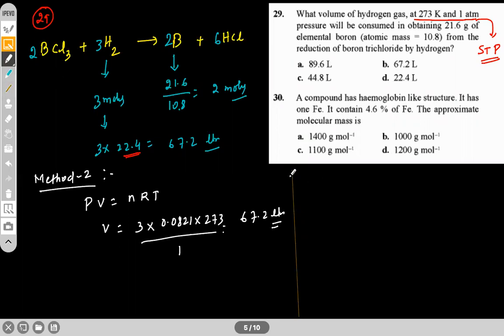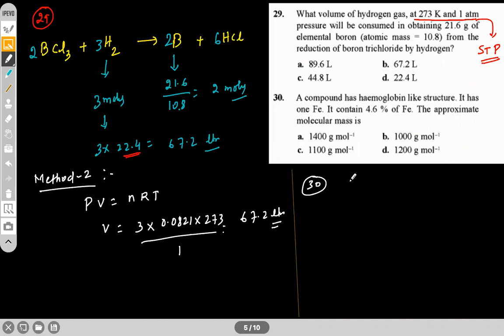Question number 30. A compound has a hemoglobin-like structure. It has only one Fe. It contains 4.6 percent of Fe, find the approximate molecular mass. So a compound has a hemoglobin-like structure, with only one iron atom.